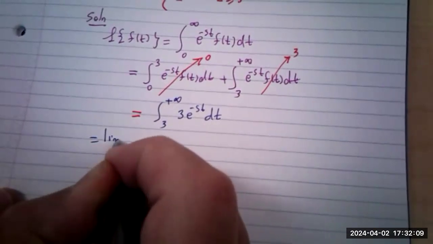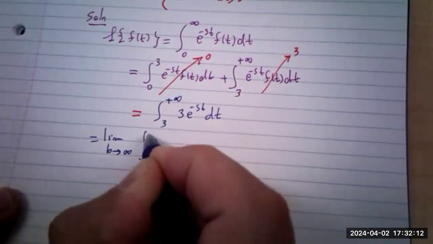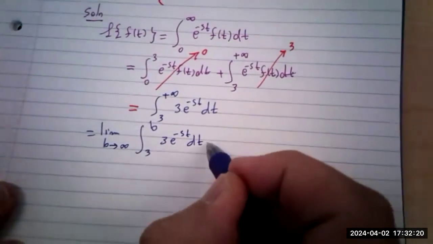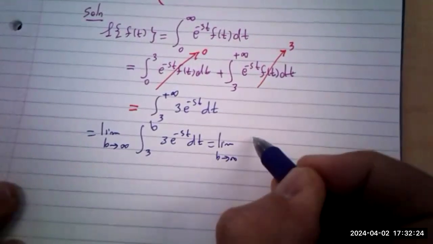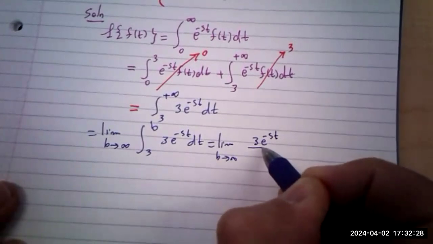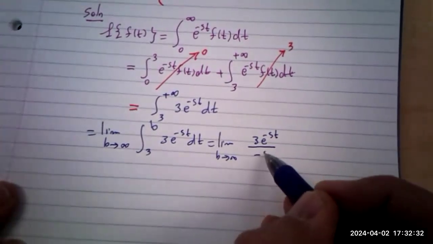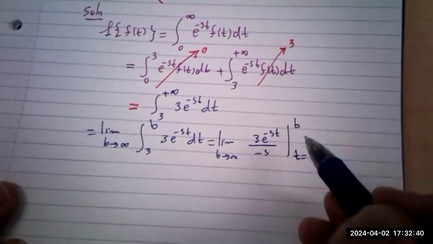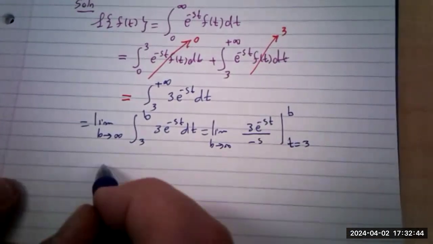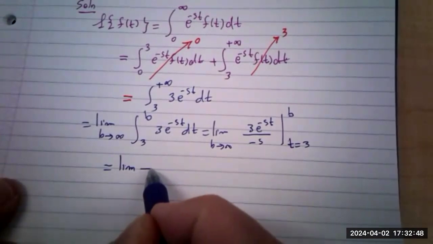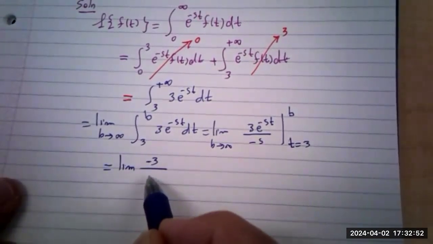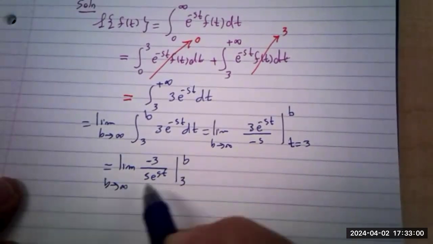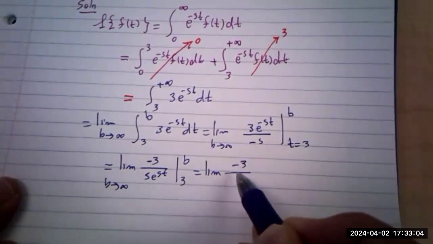So it's going to be equal to the limit, as b goes to infinity, of the integral from 3 to b of 3 e to the negative st dt. You integrate it. The exponential function never changes, but you have to divide by u prime, which with respect to t would be negative s, with t going from 3 to b. You can pull this one down and then substitute. So it's going to be the limit of negative 3 over s, e to the negative st, from 3 to b, as b goes to infinity.